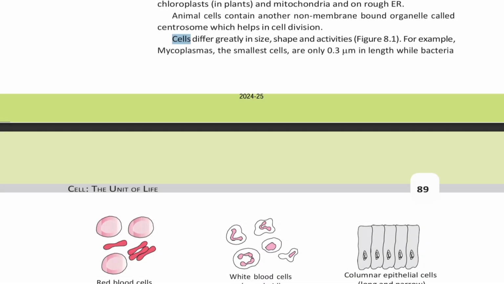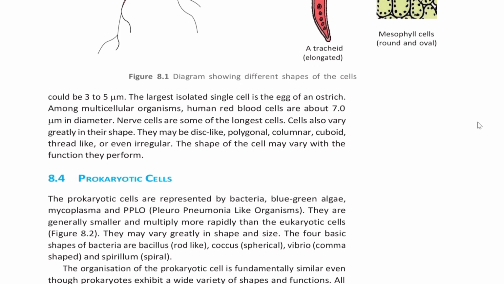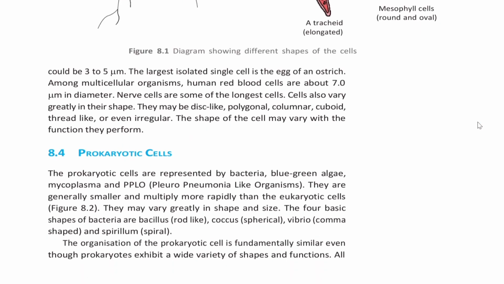Cells differ greatly in size, shape, and activities. For example, mycoplasmas, the smallest cells, are only 0.3 micrometre in length, while bacteria could be 3 to 5 micrometres. The largest isolated single cell is the egg of an ostrich. Among multicellular organisms, human red blood cells are about 7 micrometres in diameter. Nerve cells are some of the longest cells. Cells also vary greatly in their shape. They may be disc-like, polygonal, columnar, cuboid, thread-like, or even irregular. The shape of the cell may vary with the function they perform.